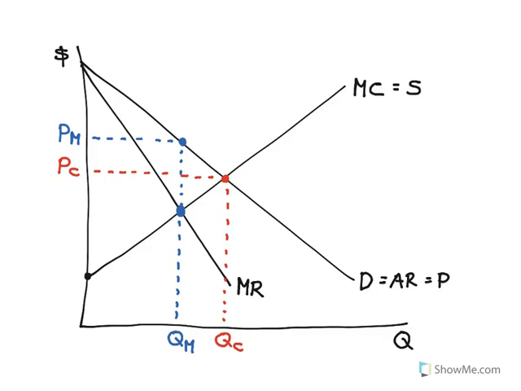They're not allocatively efficient. They are also not productively efficient either, because most monopolies are not going to produce at minimum ATC because they can make a profit since they're a price maker.